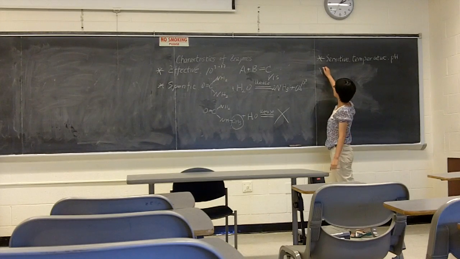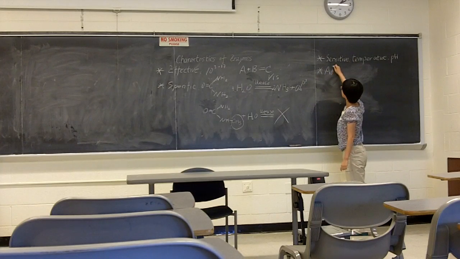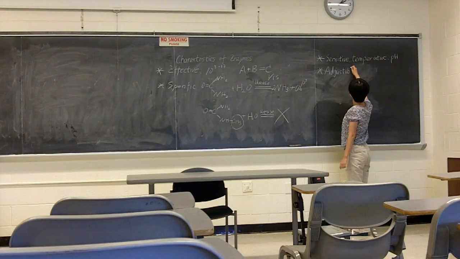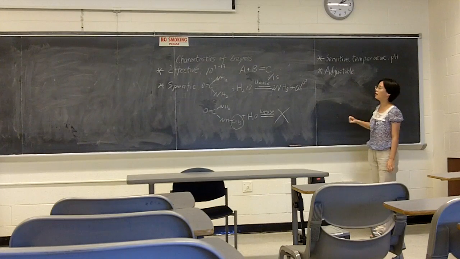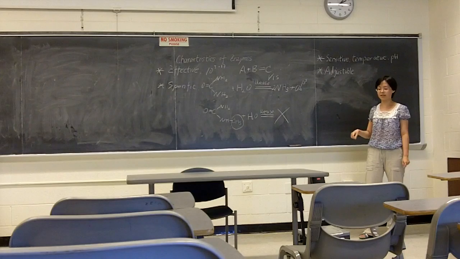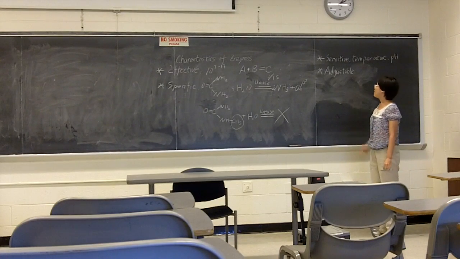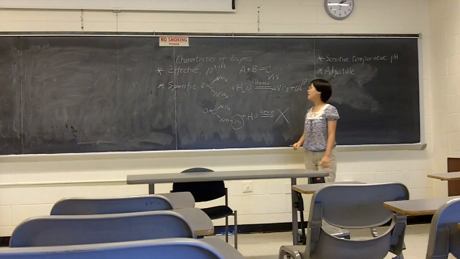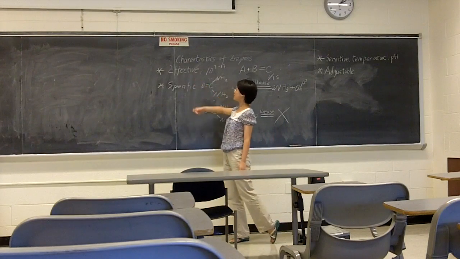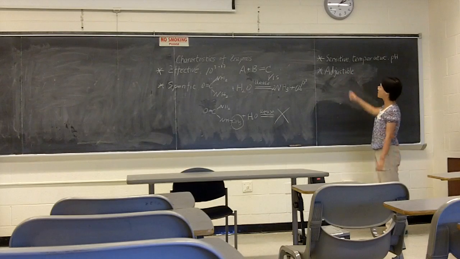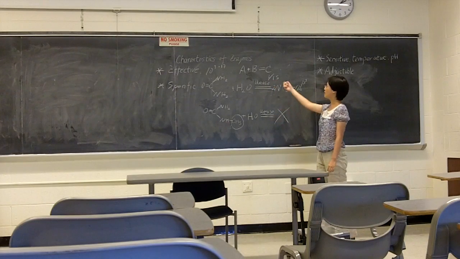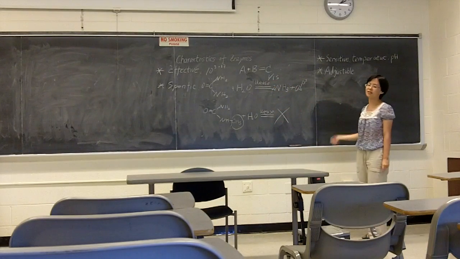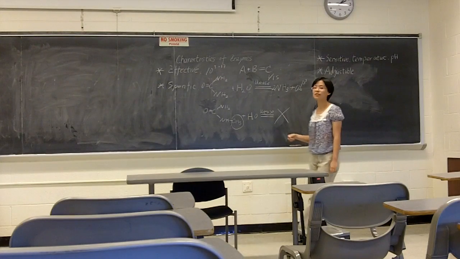The last one is that they are adjustable. We can use a variety of methods to adjust the activity of the enzymes so that we can make the most of the reactions. So in this class, we know that enzymes are effective, specific, sensitive, and adjustable. In the next class, we will look into these characteristics one by one and explain why enzymes are very important to our human body.